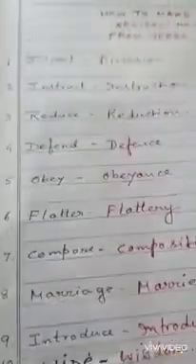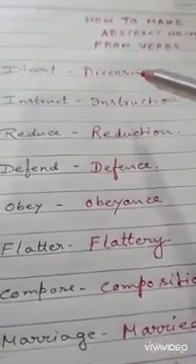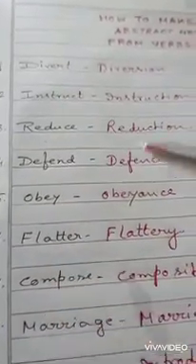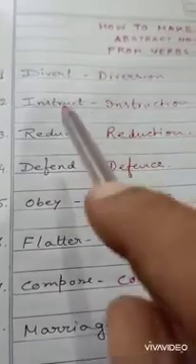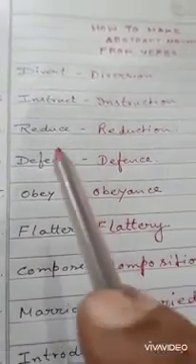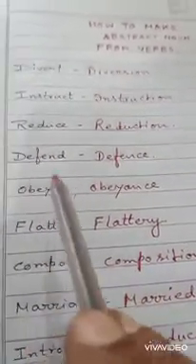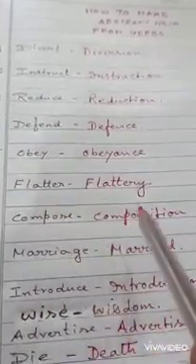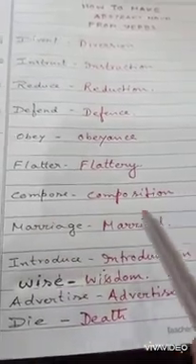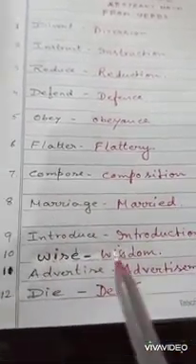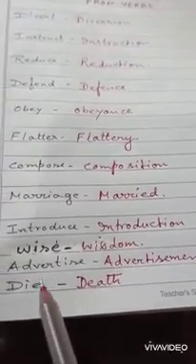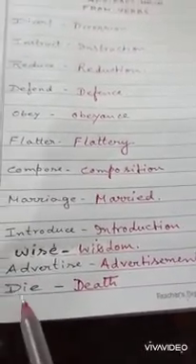So dear students, here I have written all the abstract nouns of the verbs that I have written for you. So divert, diversion, instruct, instruction, reduce, reduction, defend, defense, obey, obedience, flatter, flattery, compose, composition, marriage, married, introduce, introduction, wise, wisdom, advertise, advertisement, die, death.